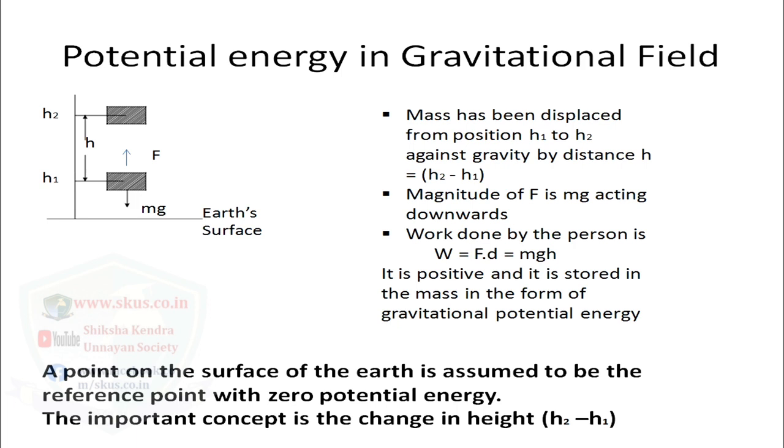Therefore, the work done by the person who is lifting the mass is equal to F dot d, which is equal to mgh. The important concept here is the change in height, that is h equals h2 minus h1. The work done is positive and it is stored in the mass in the form of gravitational potential energy. Therefore, a point on the surface of the earth is assumed to be the reference point with zero potential energy.